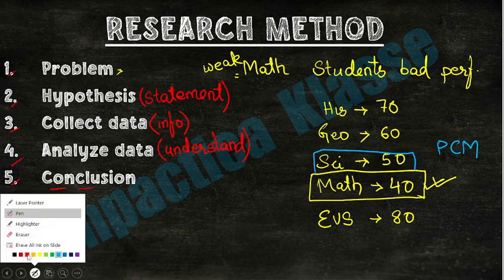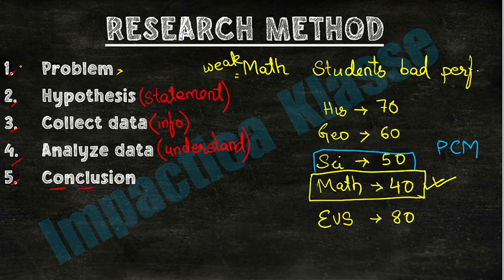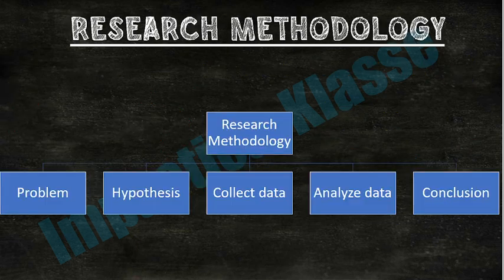So there are these 5 steps, and each of these steps is a research method. Research problem is a research method. The second one, hypothesis, is a research method. Collection of data is a research method. Analyzing data is a research method. And finding out the conclusion is a research method. When all of these research methods come together, they form research methodology. Separately, these are called research methods. But when they are brought together, they are called research methodology.